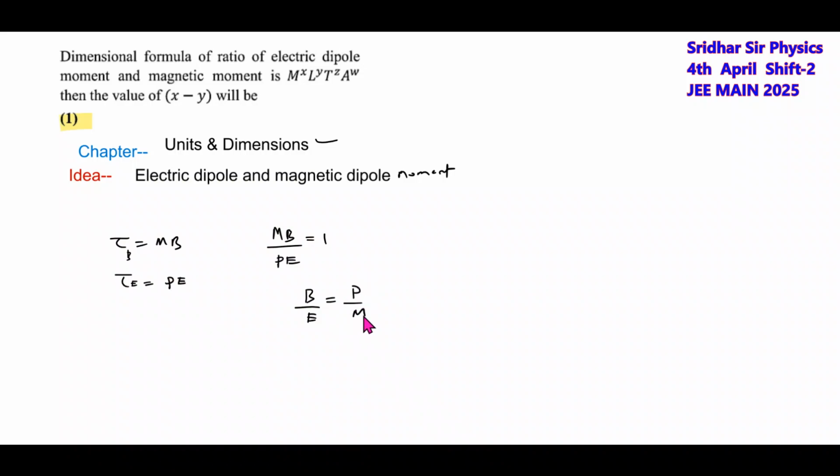Electric dipole to magnetic dipole will be magnetic field to the ratio of electric field. What is it according to the EM waves concept? B C equal to E. The magnetic field, speed of light and electric field strength are related by this. So B by E should be equal to 1 by C.